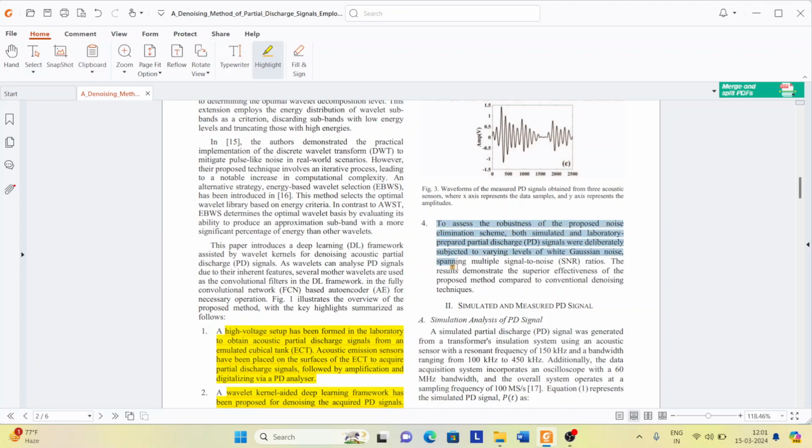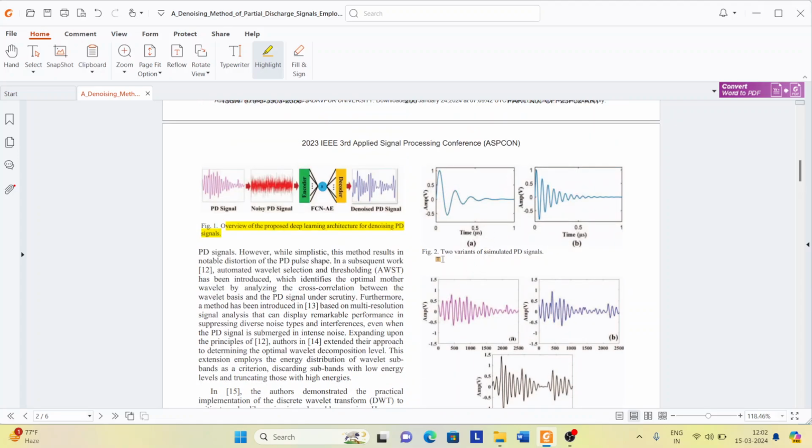Next, the fourth one is to assess the robustness of the proposed noise elimination scheme. Both simulated and laboratory prepared partial discharge signals were deliberately subjected to varying white Gaussian noise, spanning multiple signal to noise ratios. The results demonstrate the superior effectiveness of the proposed method compared to conventional techniques. So this one is the two variants of the simulated partial discharge signals.